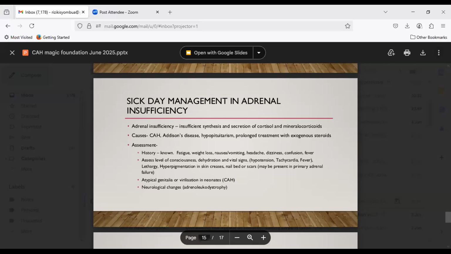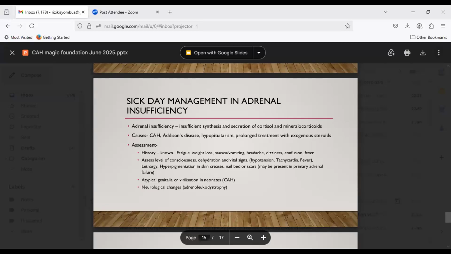As you examine them, you look at the level of consciousness, the level of dehydration, and your vital signs. They are lethargic. Check for pigmentation of the skin, and this is usually caused by ACTH. If you are not secreting enough cortisol, there is no feedback, so ACTH will be high, and that will cause hyperpigmentation of the skin, especially of the creases, nail beds, or scars.